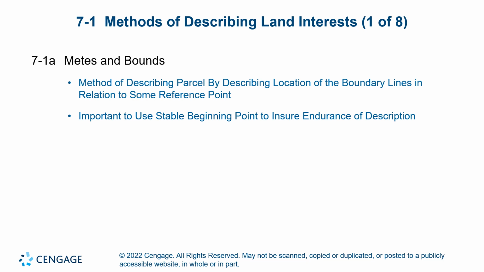So you've got your metes and bounds, which is a method of describing the land, describing the location of the property lines in relation to some reference point. And in this, it's important to use a stable beginning point to ensure endurance of description. And you will see metes and bounds in your rural property.